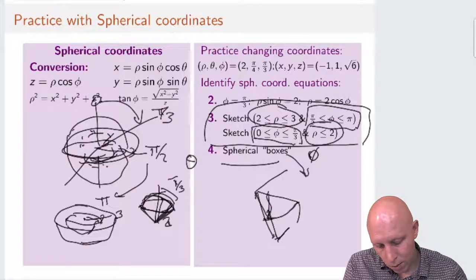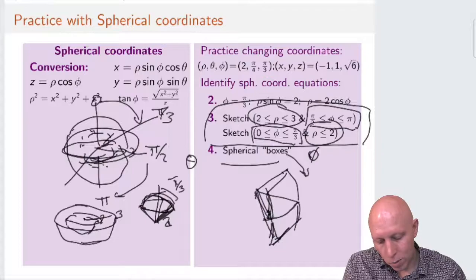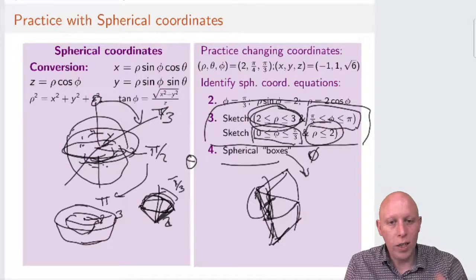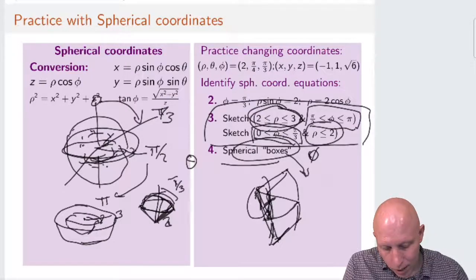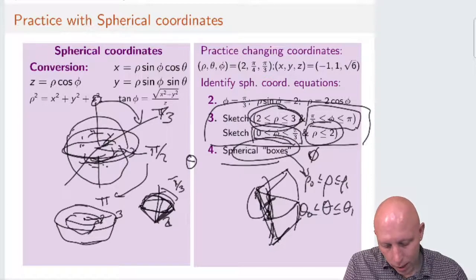We have to sweep this out. And we also have to sweep out some distance in the rho direction. So then this could be sliced and have a center hole in it. So a spherical box corresponds to something where rho is between rho naught and rho 1, theta is between theta naught and theta 1, and phi is between phi naught and phi 1.